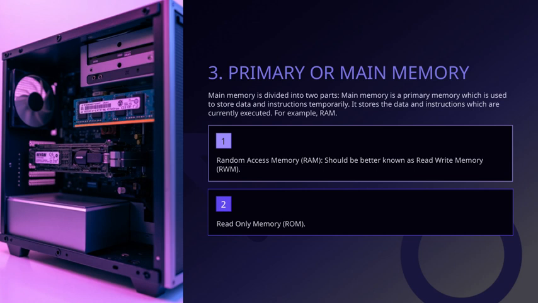The second part is read-only memory, or ROM. Unlike RAM, ROM stores data permanently and is used mainly to store firmware or essential system instructions that don't need to change. Both of these types of memory are crucial for understanding how computers handle data and instructions efficiently during operation, which ties directly into our overall discussion of computer architecture and performance.